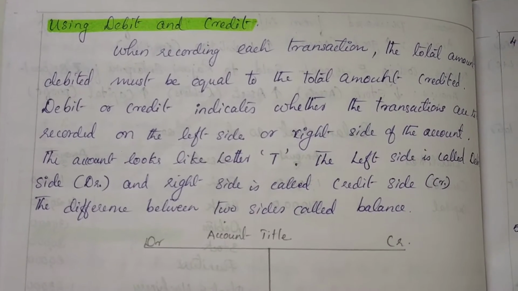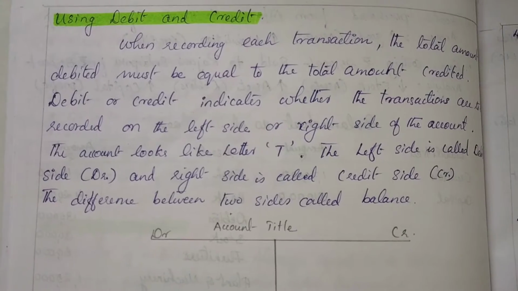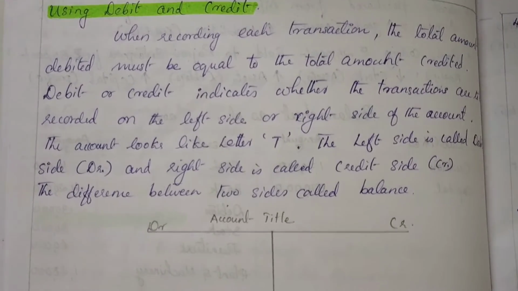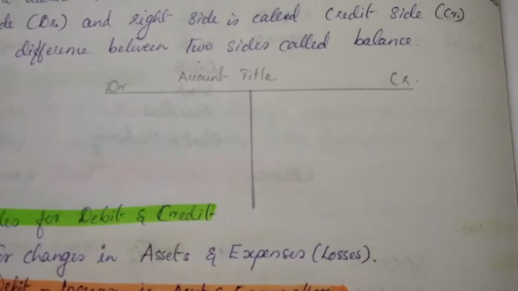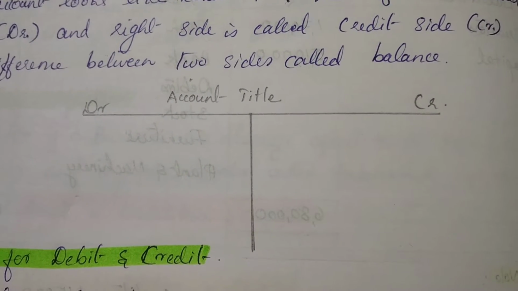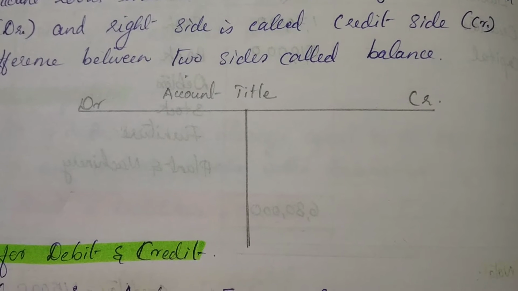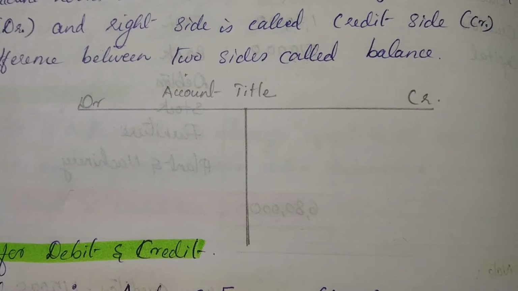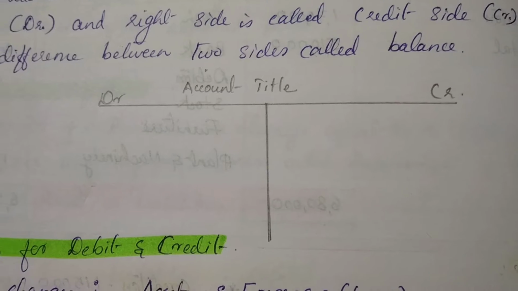The difference between the two sides is called the balance. Both sides will not always be equal. When there is a difference, that is called the balance. So now here you can see the T-shape account. The account title we will be writing, and the left side will be debit and the right side will be credit.